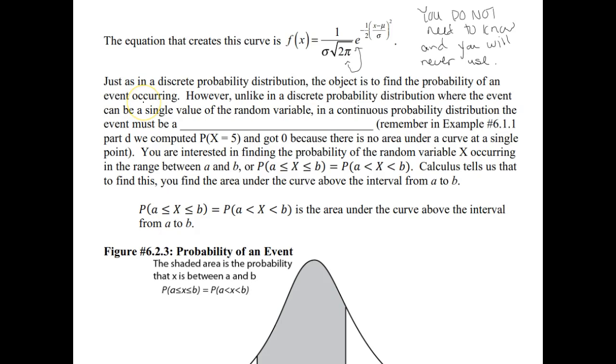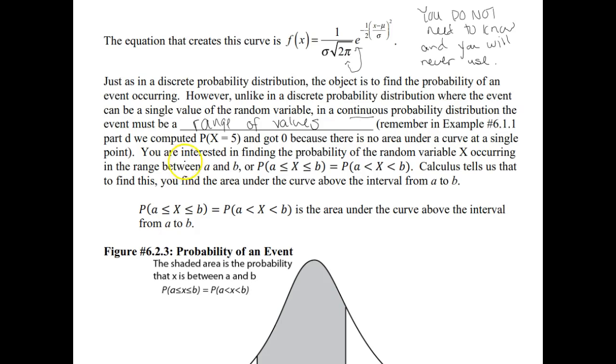So just as in a discrete probability distribution, the object is to find the probability of some event occurring. However, unlike in a discrete probability distribution where the event can be a single value, in a continuous probability distribution, the event must be a range of values. And again, that comes back to the concept that for continuous random variables, probabilities correspond to area under a curve, and there is no area under a curve at a single point. So we always need to have a range of values on the x-axis.